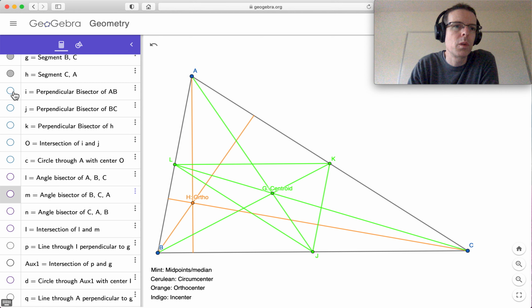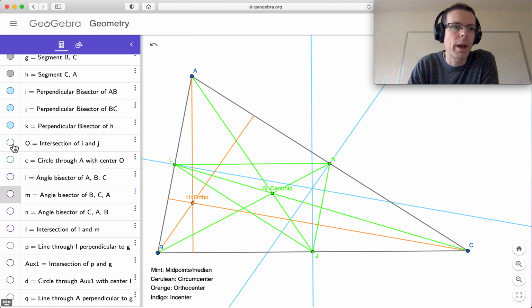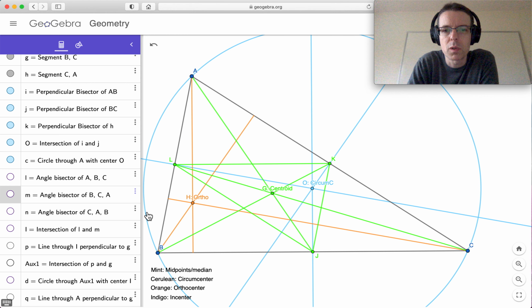Okay, so what else do we have here? We also have the construction of the circumcircle. This circumcircle and the circumcenter are constructed by finding the point of intersection of the perpendicular bisectors of the three edges of the triangle. So the perpendicular bisector of BC is this vertical blue line. The perpendicular bisector of AC is this blue line. And the perpendicular bisector of AB is this blue line here. They intersect here at the circumcenter O, which is the center of the circumcircle.